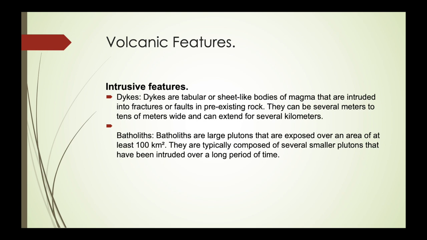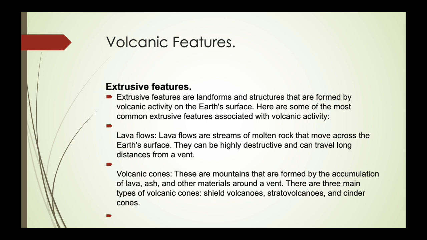Batholiths. Batholiths are large plutons that are exposed over an area of at least 100 square kilometers. They are typically composed of several smaller plutons that have been intruded over a long period of time. Extrusive features. Extrusive features are landforms and structures that are formed by volcanic activity on the Earth's surface. Here are some of the most common extrusive features associated with volcanic activity.